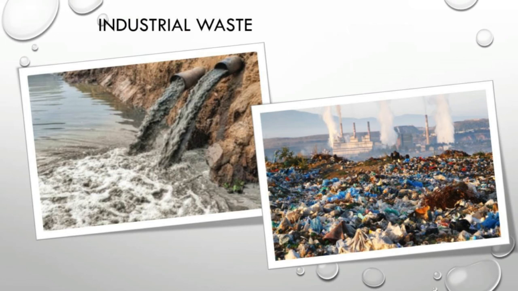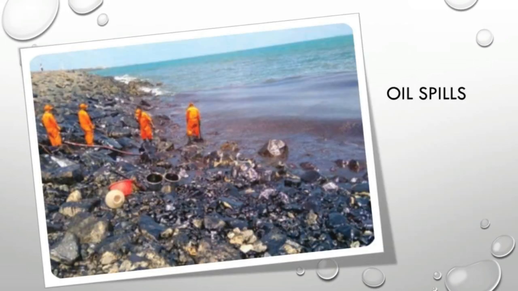Industrial waste. Many industries release toxic waste such as lead, mercury, cyanides, cadmium, etc. If this waste is unregulated and is released into water bodies, it has huge impact on humans, plants, animals, and aquatic life.